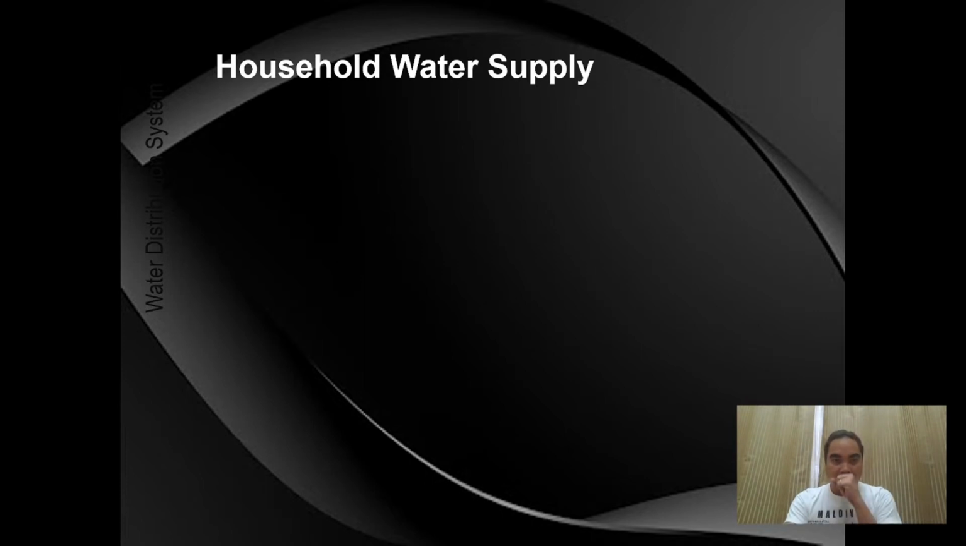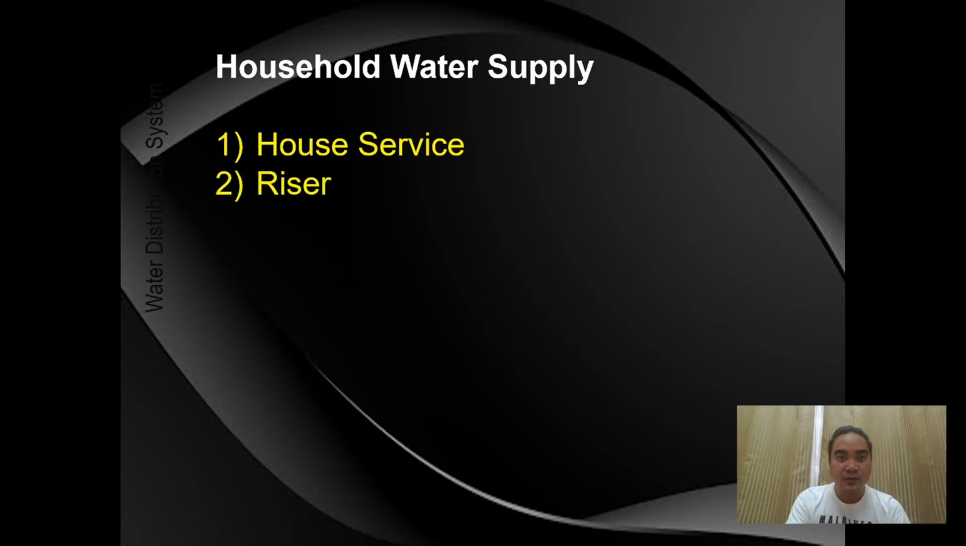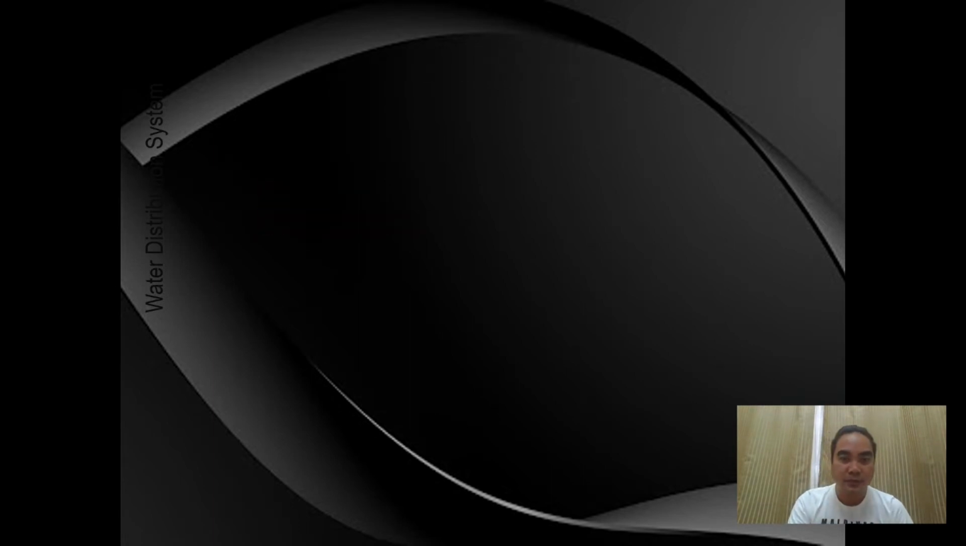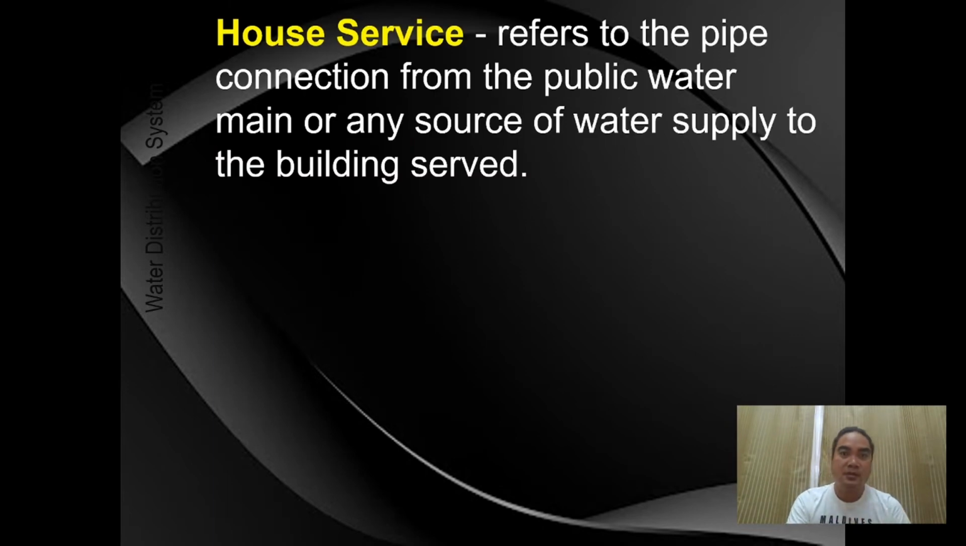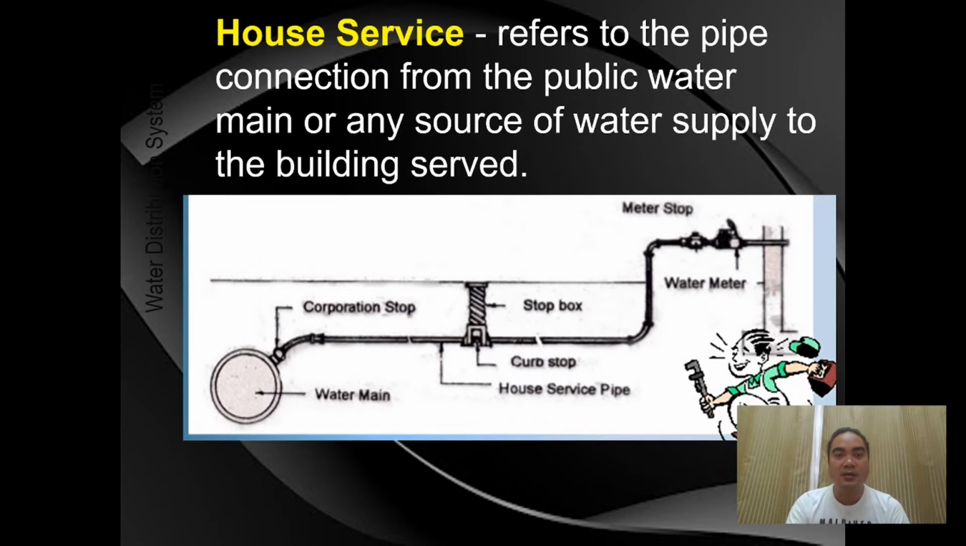Household water supply. So, house service, riser, branches. House service refers to the pipe connection from the public water main or any source of water supply to the building served. Yeah, ito yung house service pipe. Refers to the pipe connection from the public water main or any source of water supply to the building served.